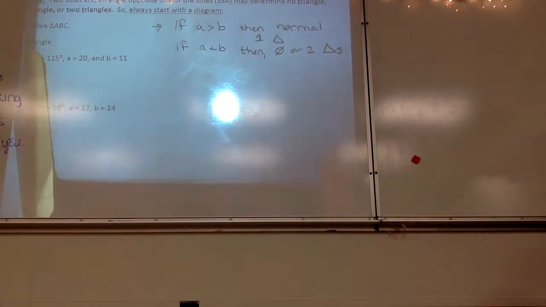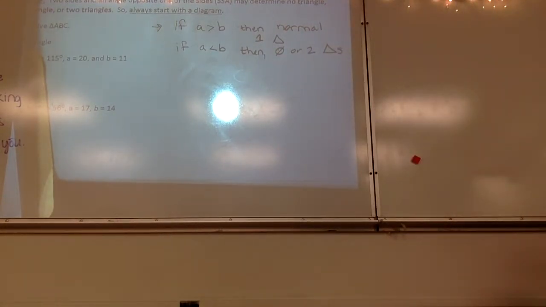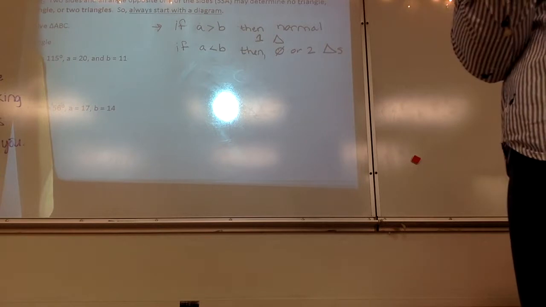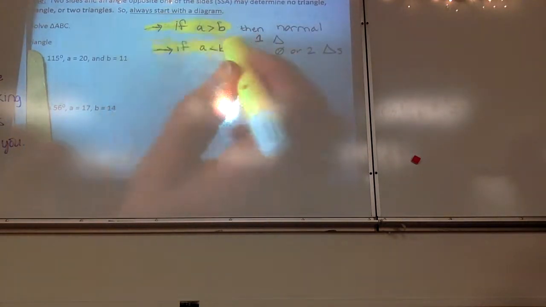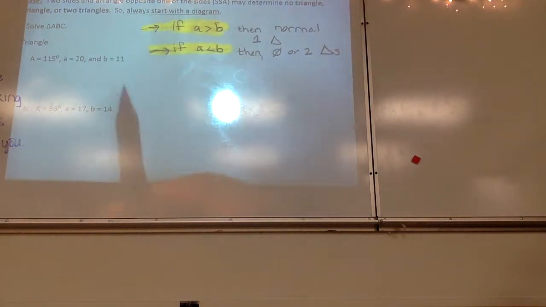It becomes very apparent very quickly if there is no triangle. If they give you bad information, your calculator will shout error that you cannot go on. So those are the only 2 rules you have to know. If A is greater than B, normal, continue on as planned from yesterday. And if A is less than B, we're going to have some other case potentially you have to check for. So let's just do the first one.